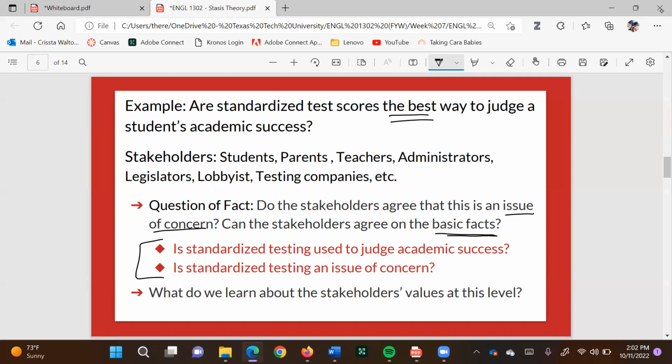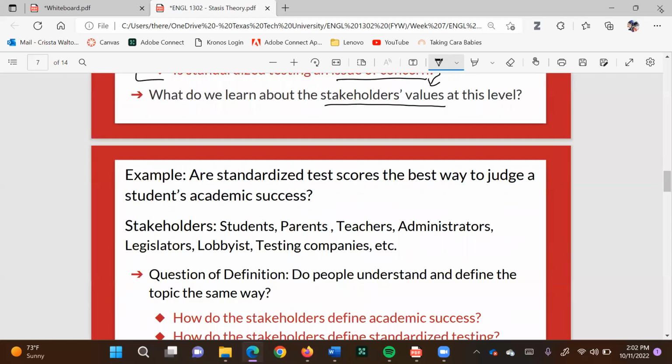After each of these levels, you want to ask the question, what do we learn about the stakeholders' values at this level? And so if you're looking at teachers, if teachers are asking, are standardized tests the best way to judge a student's academic success, then they can ask the question, is it used to judge academic success? Is that what it's actually being used for? Is it used for something else? And then they would also ask, is standardized testing an issue of concern? And their answers to those two questions would inform their values.